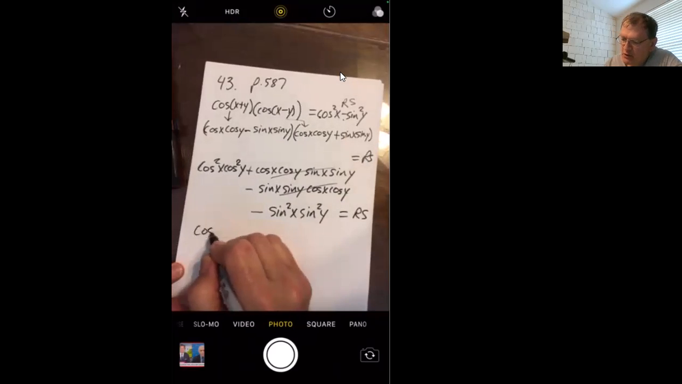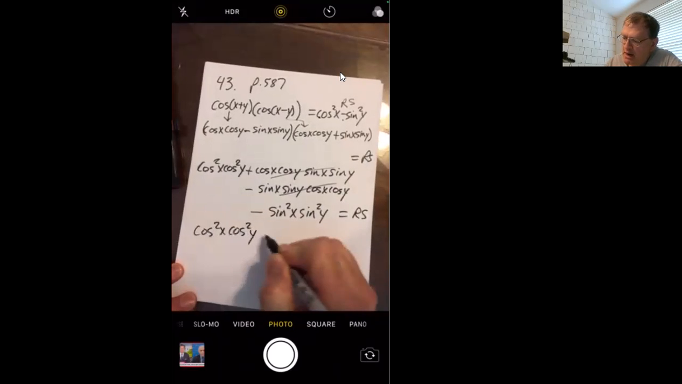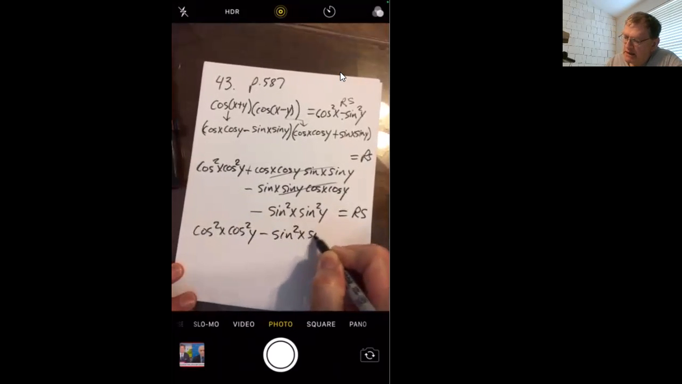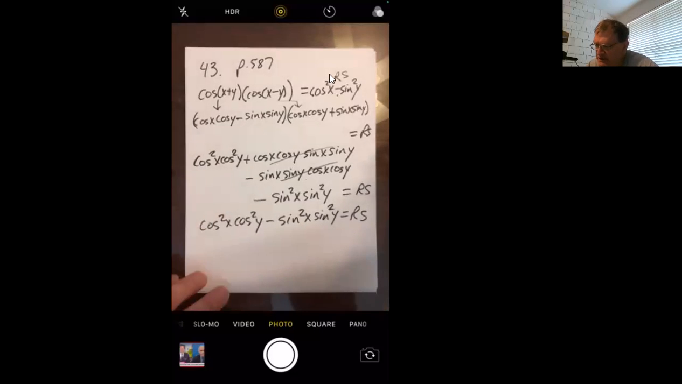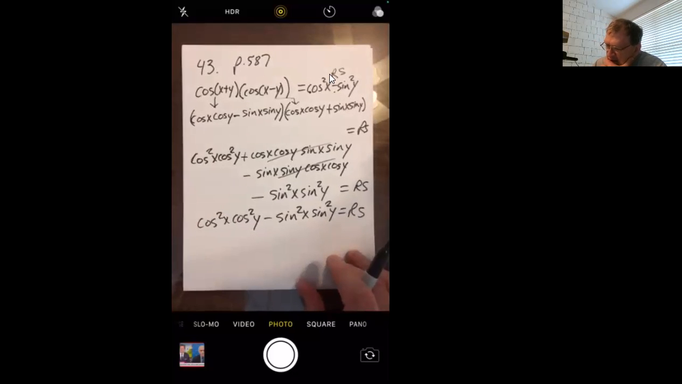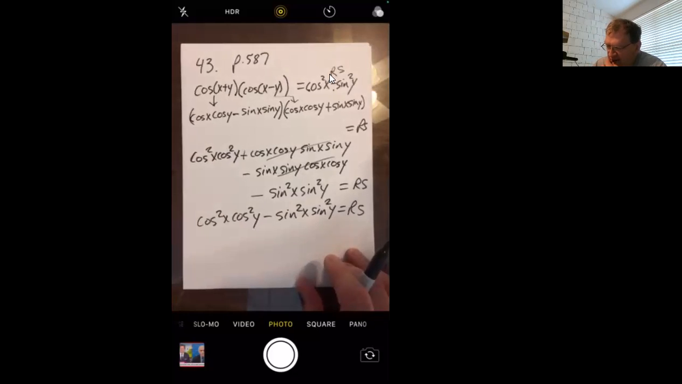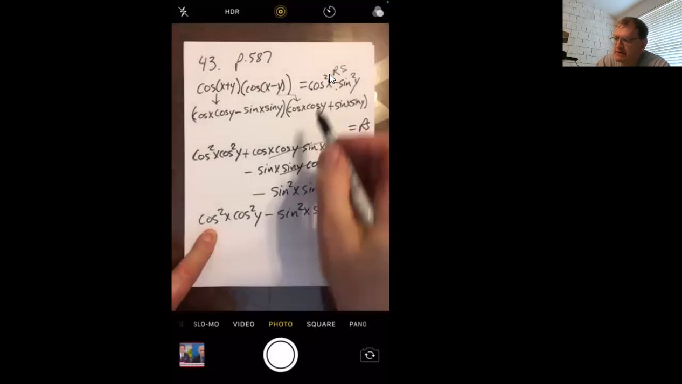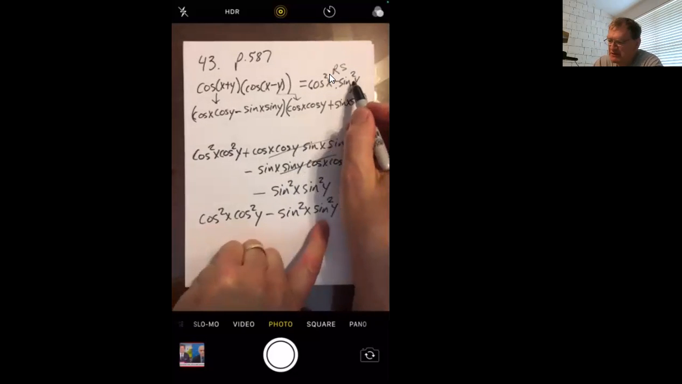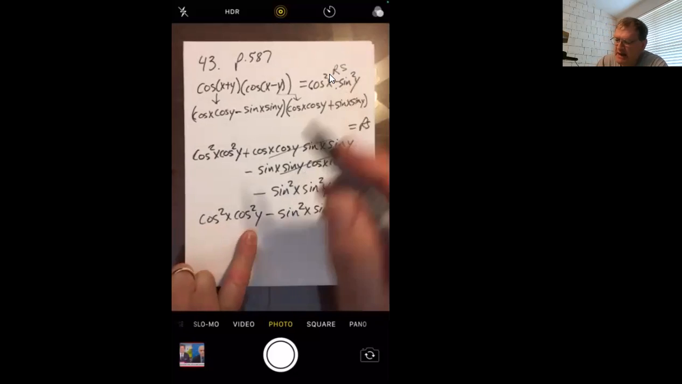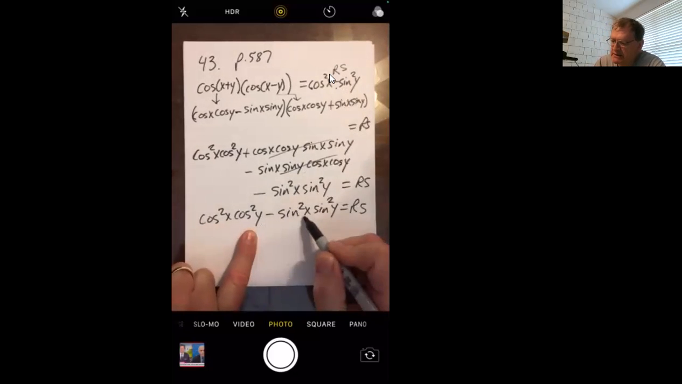So that gives me cosine squared x cosine squared y minus sine squared x sine squared y, equals right side. Okay, I had to study this for a second. This is tricky. Probably should not be begging me to put this one on the test. But notice how you got your cosine squared x matching that. And you got your sine squared y matching that. But there's nothing you can factor out or anything. You got to get rid of this cosine squared y and sine squared x.